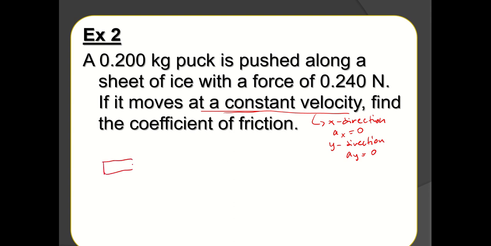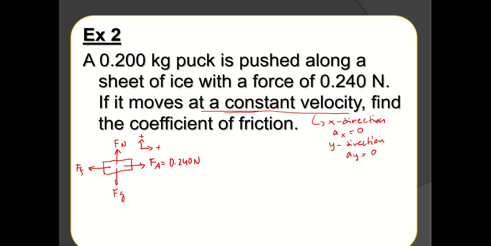Here's my puck, right? We have our Fn perpendicular to the ice. We have our Fg. Let's say we have our force applied of 0.24 newtons, so my Fa here. And then what else do we have? Force of friction, which is going to be in the opposite direction of the force applied. All right, so let's make this positive up and positive to the right. Again, really important to indicate which way is positive. A lot of people are forgetting that.